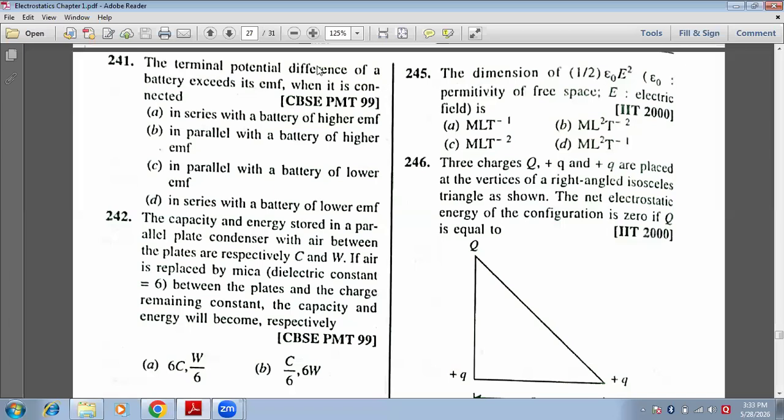The terminal potential difference of a battery exceeds its EMF when it is connected: option A, in series with a battery of higher EMF; option B, in parallel with a battery of higher EMF; option C, in parallel with a battery of lower EMF; option D, in series with a battery of lower EMF. Correct answer: option B, in parallel with a battery of higher EMF.